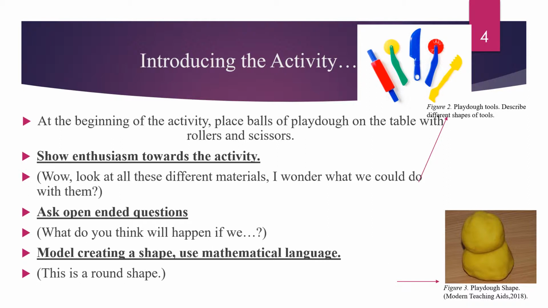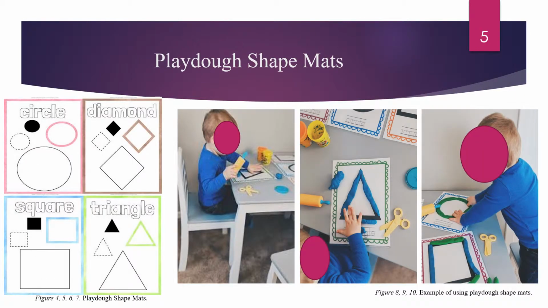To introduce our concept of shapes, we can model creating a shape and spark a mathematical discussion about the shape we have made. I will have shape mats available on the table for the children to freely choose if they want to use them or not. The shape mats will help children recognize and identify the different shapes, and they are a great visual aid for children to describe what they can see as they are tracing the outline of the shape with their dough.